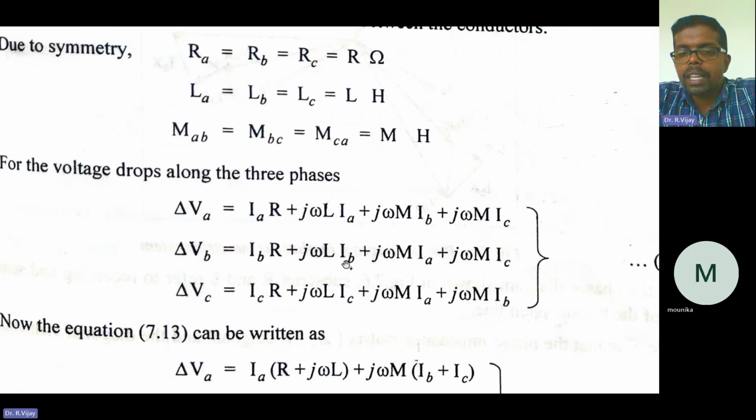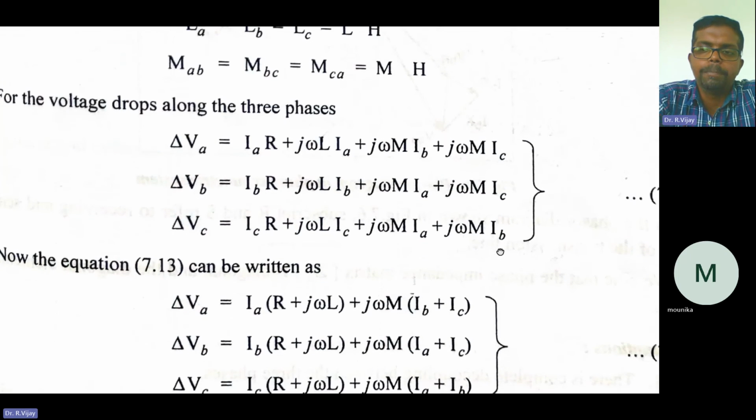This is for self-impedance for only B phase, because this is for B phase. So only B phase has self-impedance, and the other two have mutual inductance, that is j omega M into IA plus j omega M into IC. Similarly, del VC is equal to IC into R plus j omega L into IC. That is the self-impedance in the C phase, and mutual impedance from the other two phases, that is j omega M into IA plus j omega M into IB.